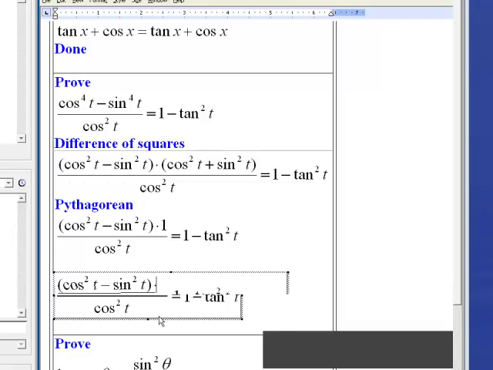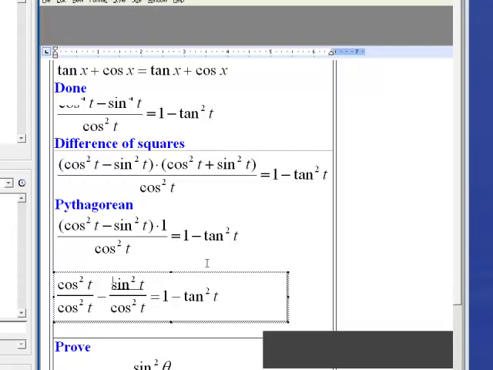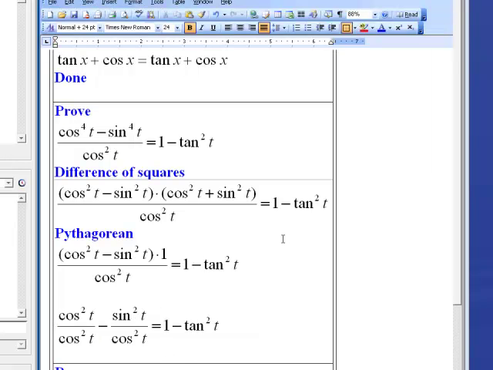In the meantime, of course, I don't need the 1 anymore. I may want to split it up into two fractions and then put a minus in between. The first fraction is going to have cosine squared divided by cosine squared, and the second one is going to be sine squared divided by cosine squared. So here, what did I just do? Divided by the denominator cosine squared. Let's see what do we have here? Cosine squared over cosine squared.